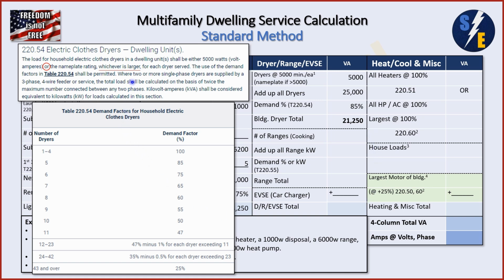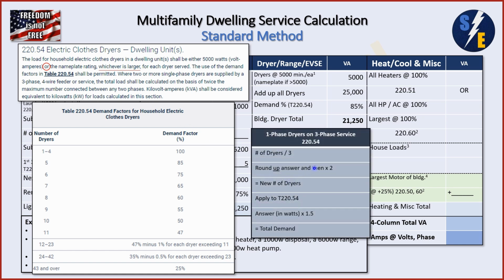Okay, now let's go back and read a little more. It says where 2 or more single-phase dryers are supplied by a 3-phase 4-wire feeder or service, the total load shall be calculated on the basis of twice the maximum number connected between any 2 phases. Okay, that's a mouthful, and it's a little bit complicated, but basically here is the formula for that. If you have single-phase dryers on a 3-phase service, this is a formula you would use. I'm not going to go into how this works right now because my dryer video explains all of this in great detail. So just check out my dryer video and you'll be good to go.